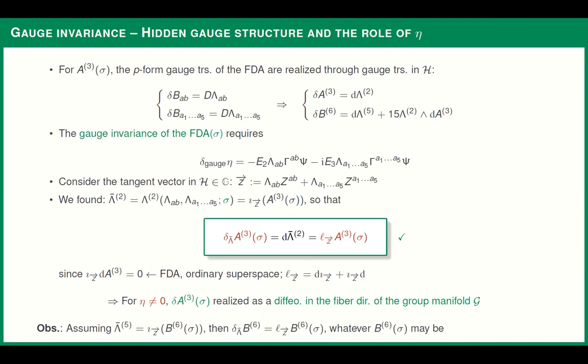This is done for the three forms. So the three form, written in terms of one forms, is the Lie derivative along this direction of the three form, and so it's well defined under a genuine diffeomorphism along the fiber direction of the manifold in superspace.